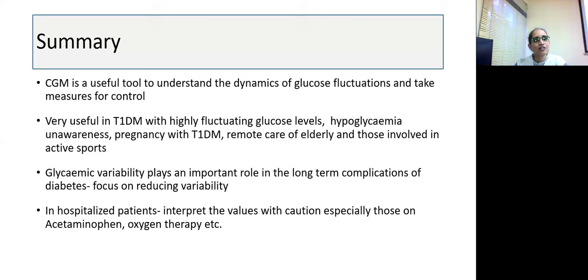So to summarize, CGM is a useful tool to understand the dynamics of glucose fluctuations and take measures to control. Very useful for type 1 diabetes with highly fluctuating blood glucose levels, those with hypoglycemia unawareness, pregnancy, for remote care of elderly, and those involved in very active sports. Glycemic variability, as we have understood, has an important role in the long-term complications of diabetes, and it can be used even in hospitalized patients, keeping in mind the effect of drugs and use of oxygen therapy.